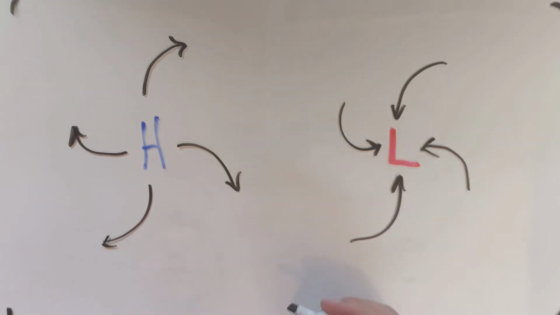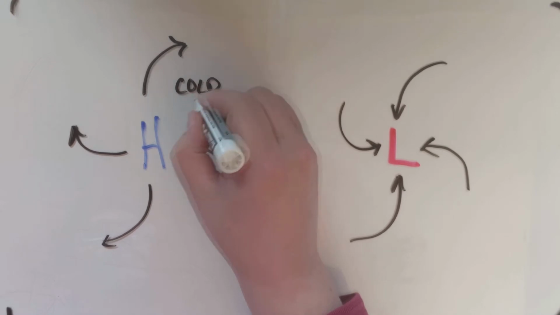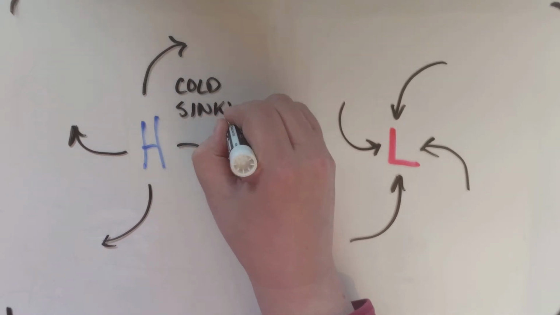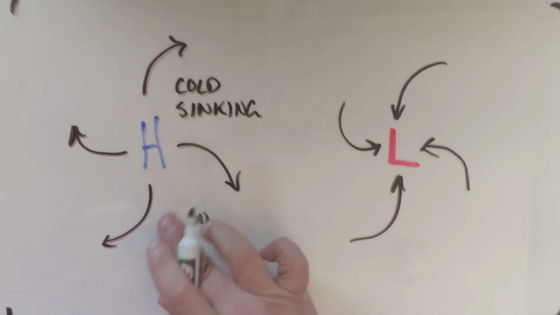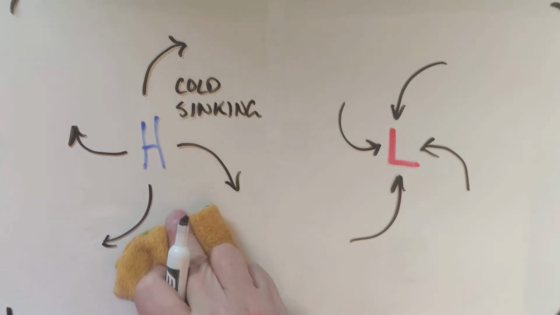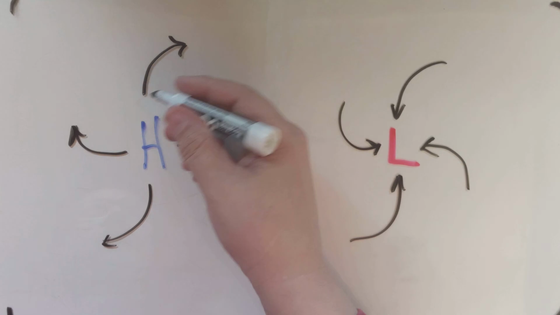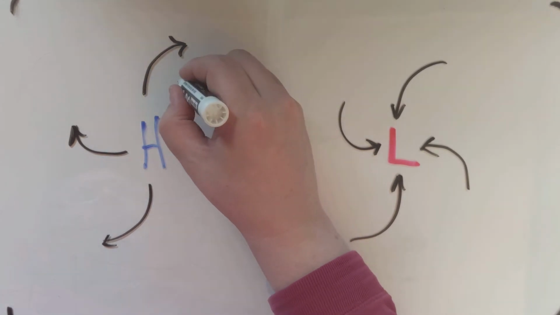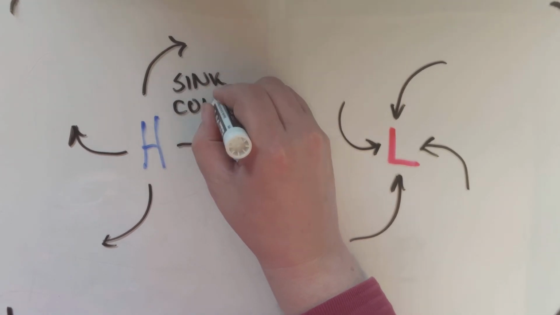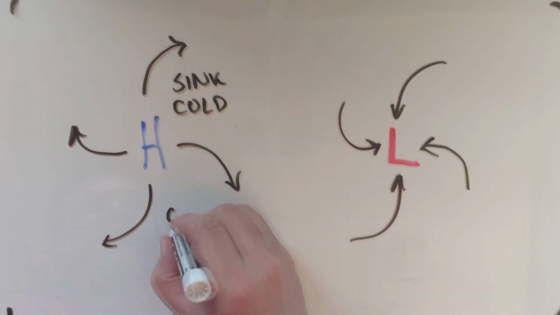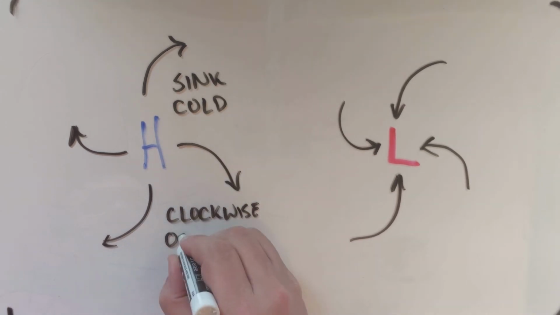So the things that you need to connect with a high pressure. A high pressure is colder air. It's sinking air. It is moving counterclockwise, or no, sorry. Okay, so the thing you want to remember about a high is that a high is sinking air because it's cold. It's moving clockwise. And it's moving outwards.